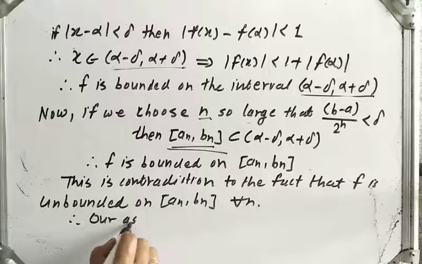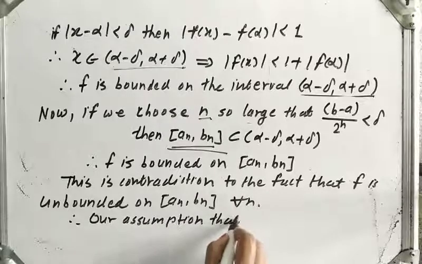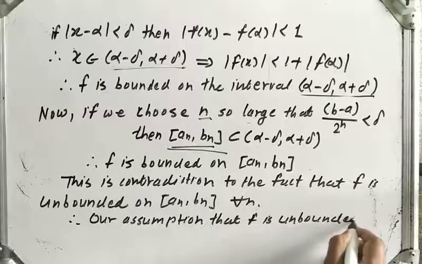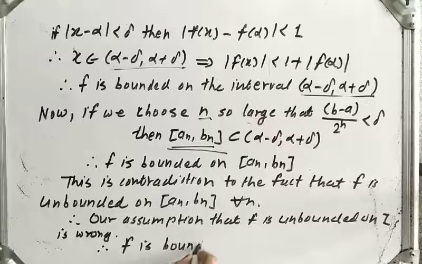Therefore our assumption that f is unbounded on I, on the closed interval ab, that is on I, is wrong. Our assumption is wrong. Therefore f is bounded on I. Okay, therefore f is bounded. This is the proof of the theorem.